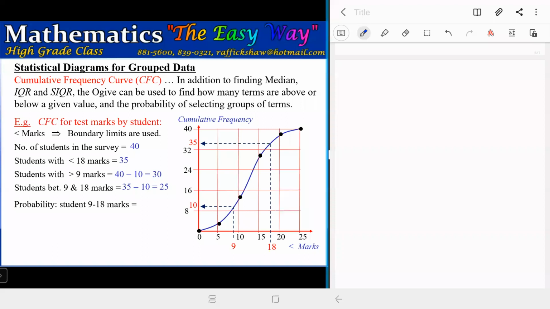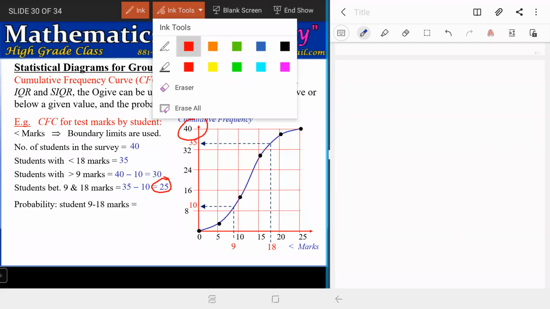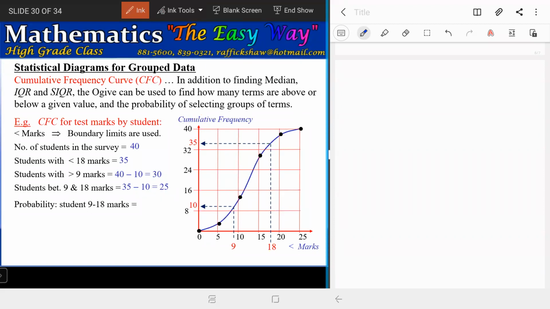Remind us, 25 students score between 9 and 18 marks, and there are 40 students in all in the class. What's the probability of getting one of those students who score between 9 and 18 marks? 25 of them. Probability. Sir, 1 over 25, sir. Huh? No, 1 over what 25.